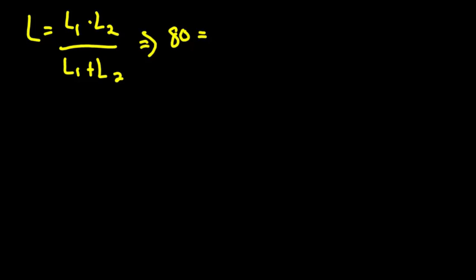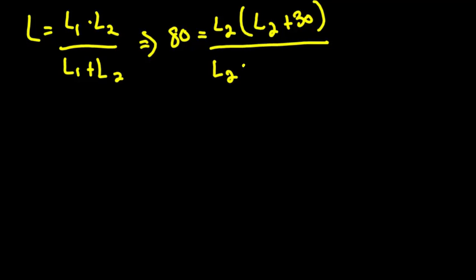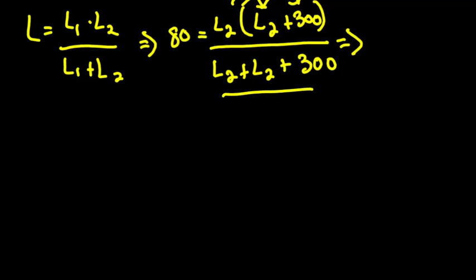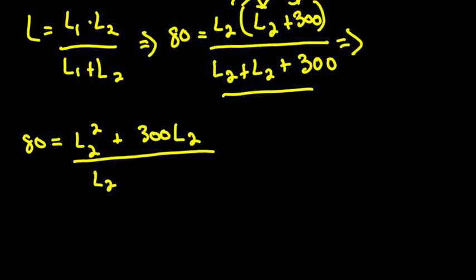80 equals L2 times (L2 plus 300) over L2 plus L2 plus 300. Now, when we distribute this L2 in the numerator and combine our like terms in the denominator, we get the following equation. We have 80 is equal to L2 squared plus 300 L2 over 2 L2 plus 300.